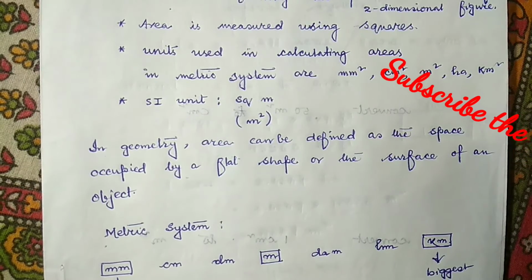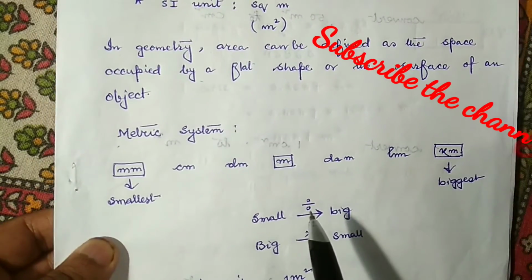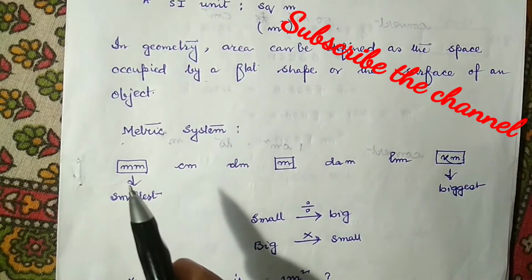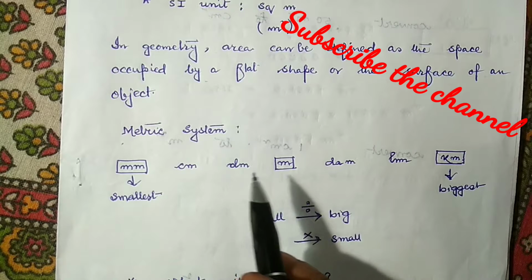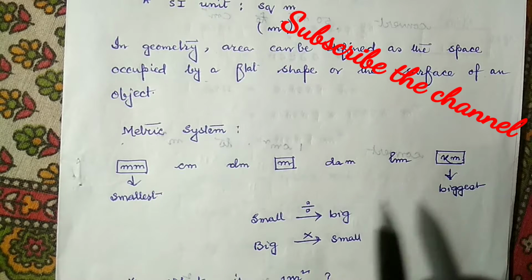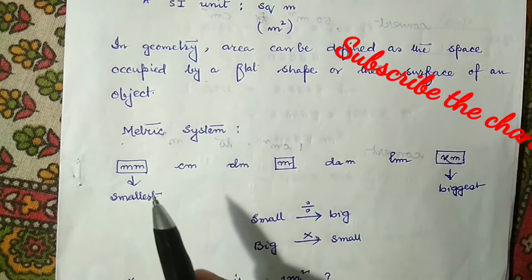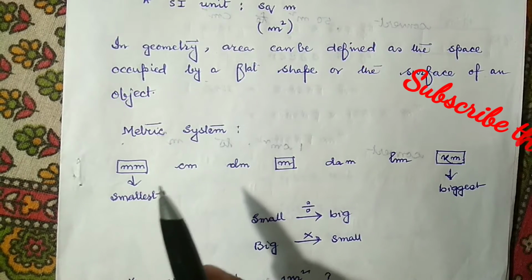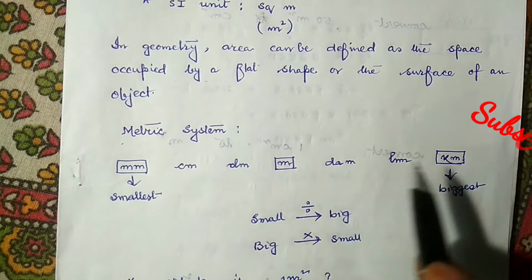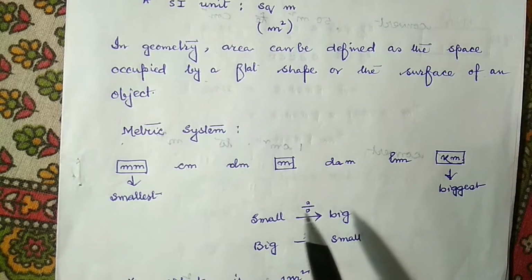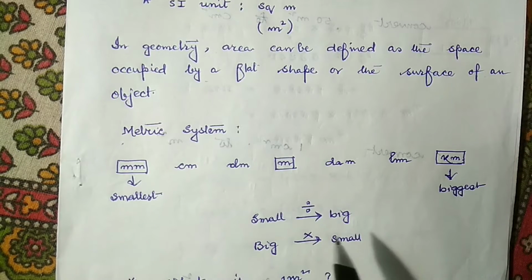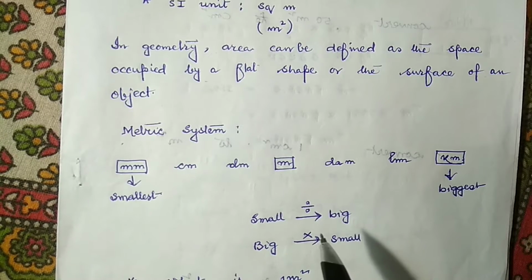Now in the metric system, as I told you in my previous video, the common units are millimeter, centimeter, decimeter, meter, decameter, hectometer and kilometer. Out of these, kilometer is the biggest unit and this one is the smallest unit. Whenever we go from a smaller towards a bigger unit, we have to divide, and whenever we move from bigger to smaller, we have to multiply. In my previous video regarding this, I have given you many examples.